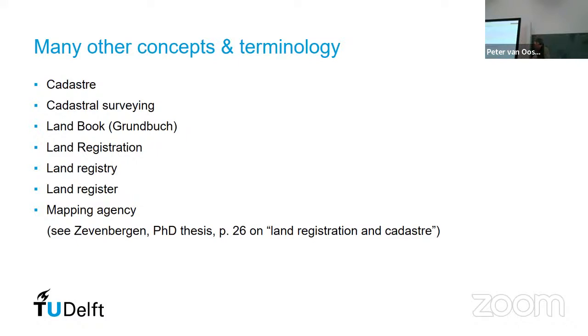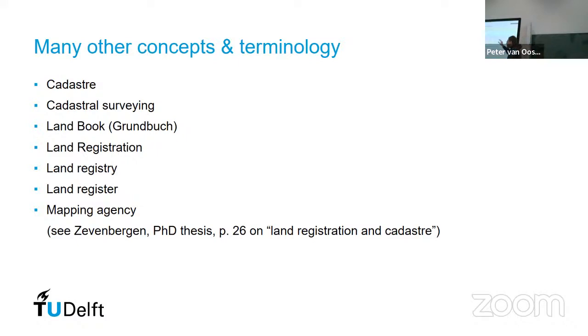Also mentioned this paper about those boundaries. Land book, that is more legal, refers directly to what is in Germany for land administration as Grundbuch. Land registration, land registers, mapping agency. In the Netherlands, you see that there is one organization dealing, in fact, with that book, Cadastre, also with mapping entities or mapping agencies, while in other countries, you see that those are different organizations.